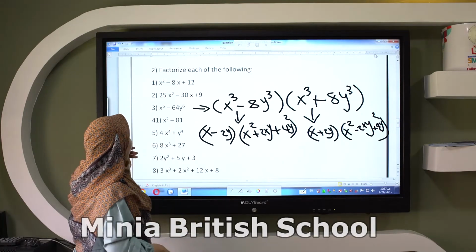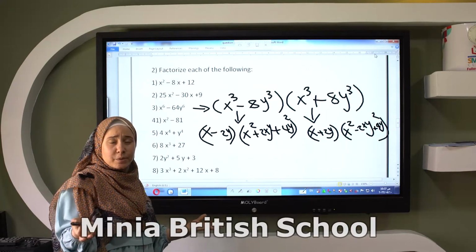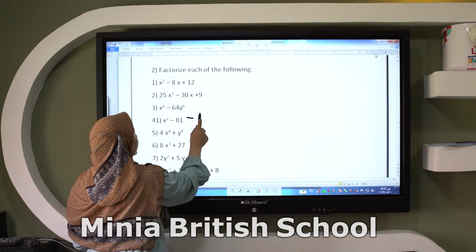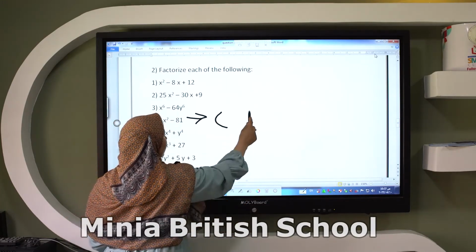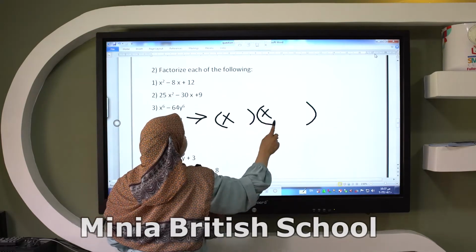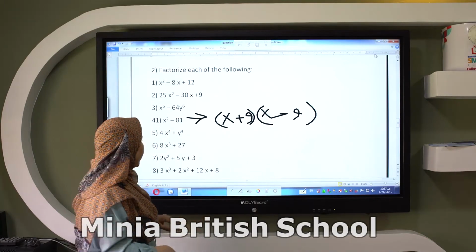Number 4, x power 2 minus 81. This expression is called what? Good, difference between two squares. Sorry, two squares, I'm sorry. So you have two brackets like them and everything, only different in sign. One of them positive and the other is negative.